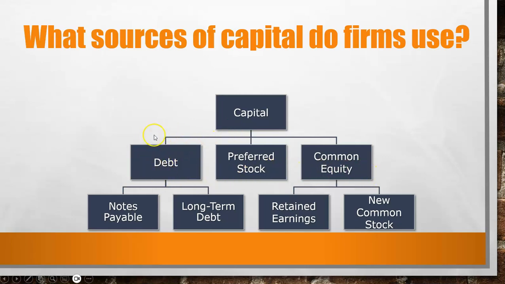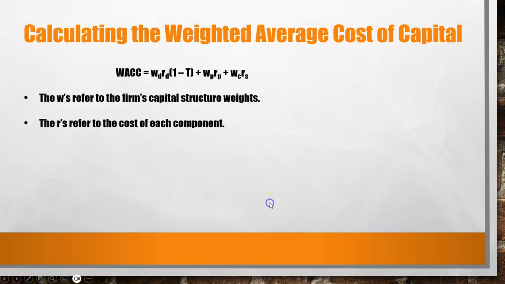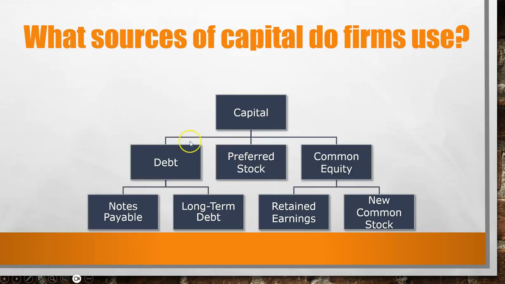We can get it through debt, owing people money; preferred stock, where people invest in us and we pay them a dividend; and common equity, that's just selling stocks or the money we make through retained earnings. So we're going to know how much it's going to cost us to borrow money one of those different ways. We can calculate the weighted average cost of capital. That is the average of each of those different areas.